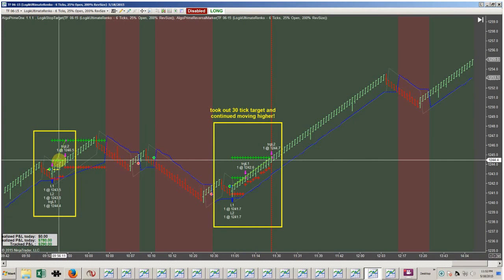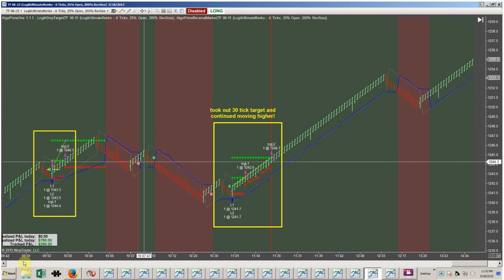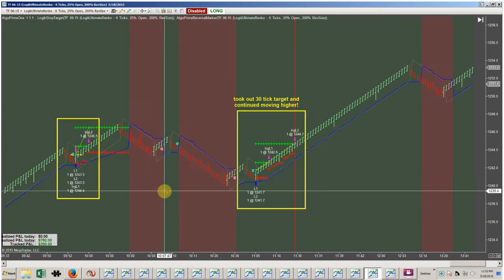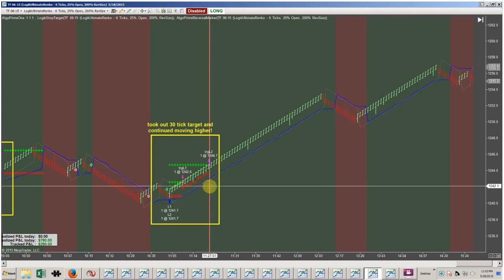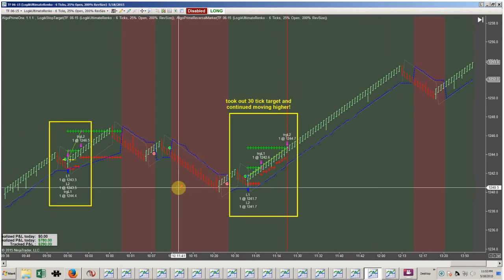I think the first profit was 8, 30, 8, and 30. So we had a nice $780 move this morning, just right at or just prior to the European close.